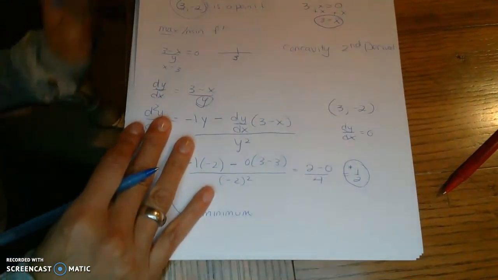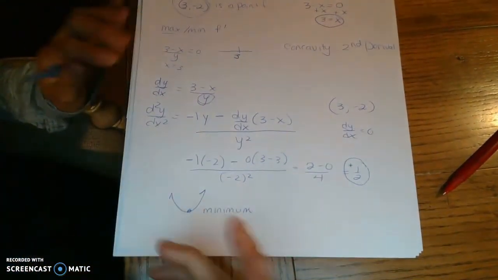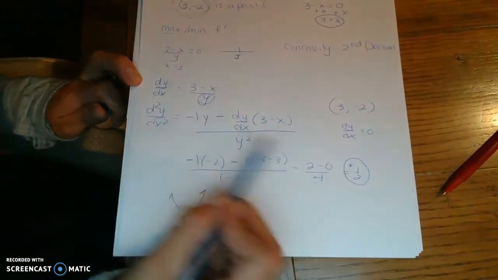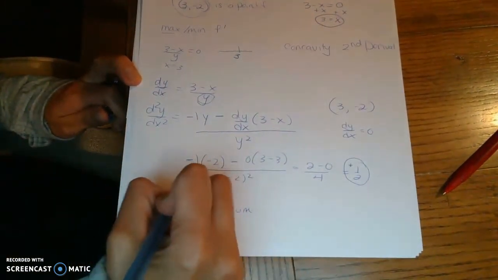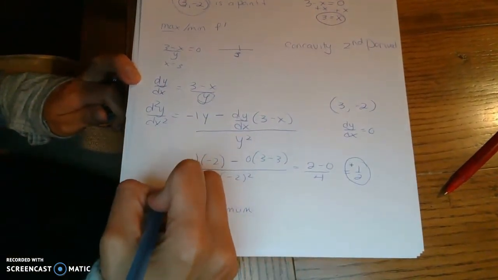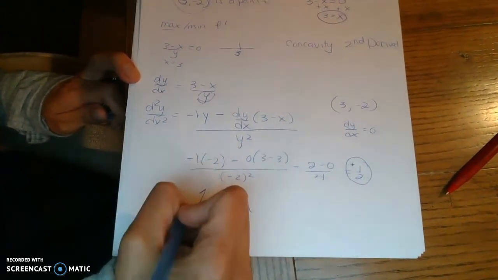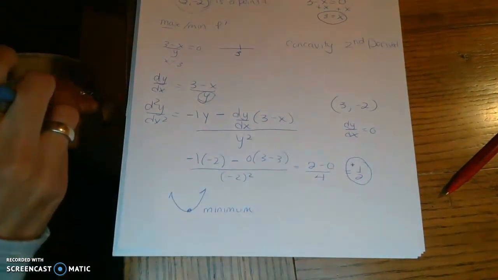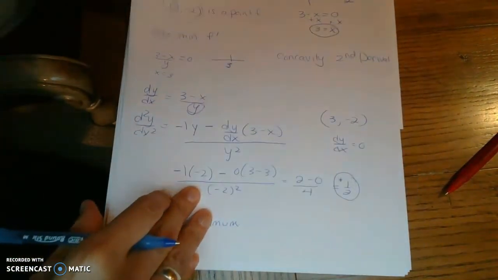All right, so that was part A, and that's what would be your justification: because the second derivative is positive, the f of 3 is concave up, and therefore it's a minimum. All right, so let's talk about part B.